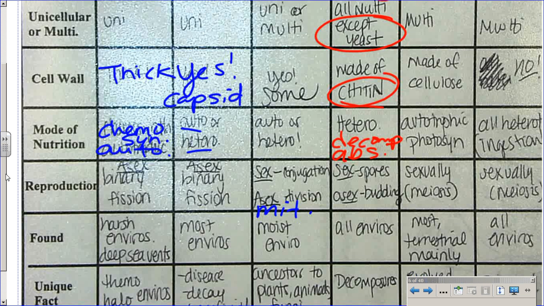Plants, they are eukaryotic, multicellular, mainly all of them are. Cellulose is their cell wall, not chitin, very different. And we know they're autotrophs. There's not a whole lot that's special here. Oh, one thing I didn't note here on the reproduction side. How do plants reproduce? I know sexually, but how? Pollination, thank you. So they have pollination.